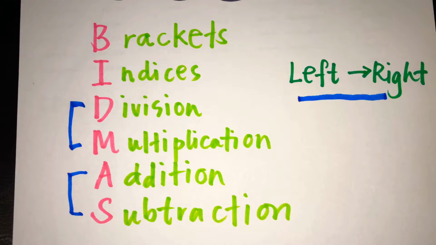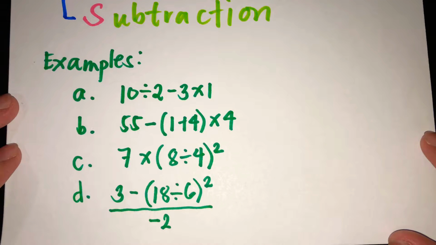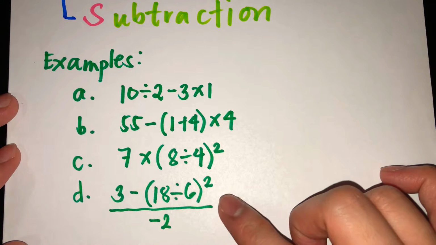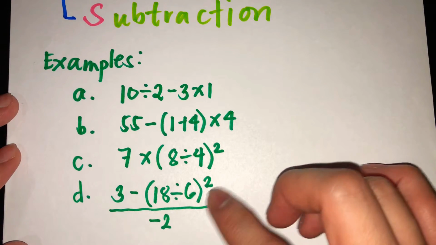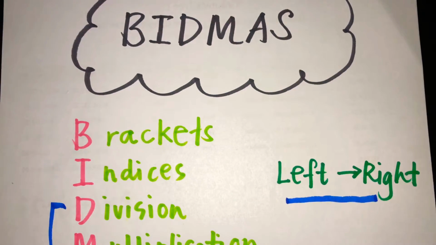So for example, the problems are these. Letter A, 10 divided by 2 minus 3 times 1. Then for B, 55 minus the quantity of 1 plus 4 times 4. Then we have 7 times the quantity of 8 divided by 4 raised to 2. And the last one involves a combination of fraction, brackets, and exponent. So let's start with the first one.